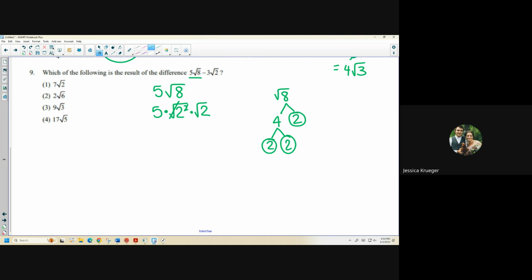2 squared and the square root cancel, so we get 5 times 2 radical 2. 5 times 2 is 10. So 5 radical 8 became 10 radical 2 minus 3 radical 2's. Well, 10 radical 2's minus 3 radical 2's, 10 minus 3 is 7, so it's 7 radical 2's.